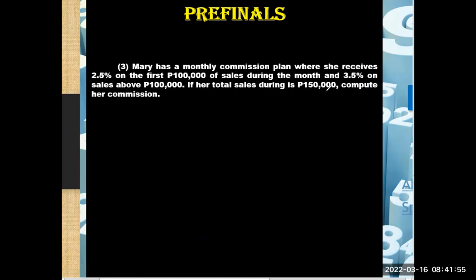So, paano nagko-compute ng commission? So, ito yun ha, total sales niya 150. Total sales niya 150. Dalawang magkaibang computation to. It is because yung unang 100,000, ang computation ay 2.5%. Okay? And 3.5% on sales above 100,000 pesos. O, ayan.